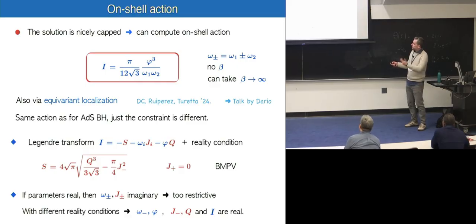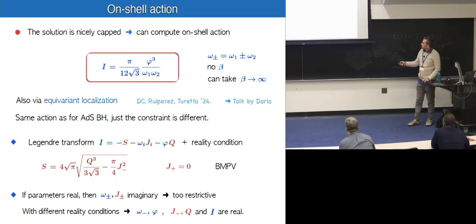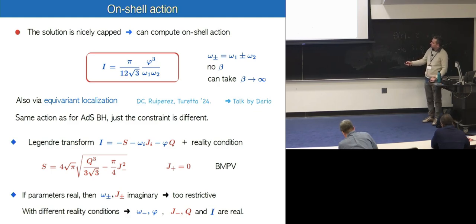So we can compute the Legendre transform of the solution. This is a well-known story. So we compute the Legendre transform of this on-shell action. You recover the correct entropy of the BMPV black hole after imposing that this entropy is real. And the reality condition corresponds to fixing one of the angular velocities to 0, as it is in the BMPV black hole.